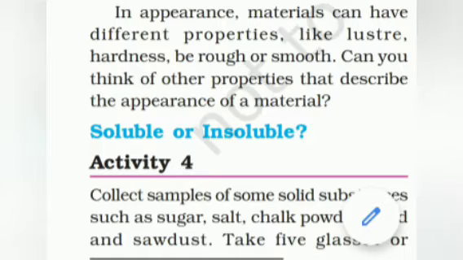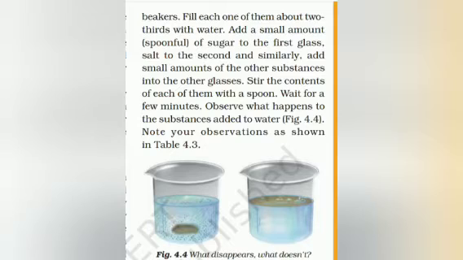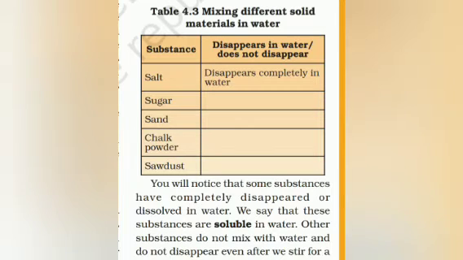Fourth activity: collect samples of some solid substances such as sugar, salt, sand, chalk powder and sawdust, and take 5 glasses or beakers. Then fill each one about 2/3 with water. Add a small amount, a spoonful, of sugar to the first glass, salt to the second. Similarly, add a small amount of the other substances into the different glasses. Then stir the contents of each with a spoon, then wait for a few minutes. Observe what happened to the substance added to the water. Now note down the reading.